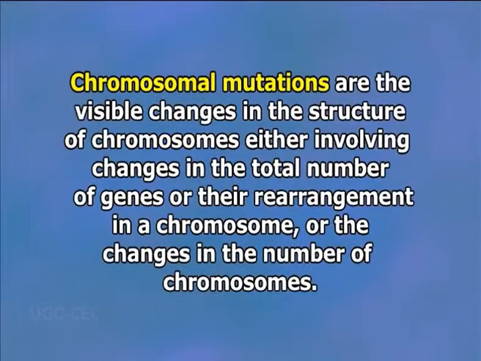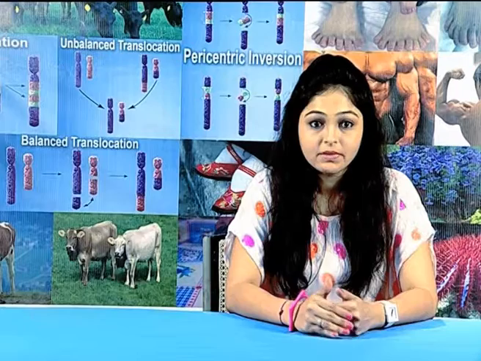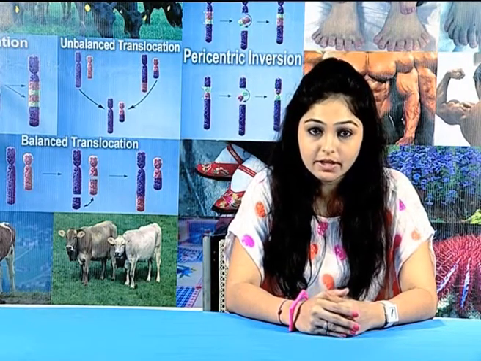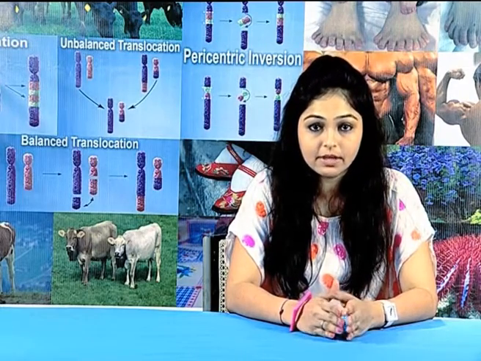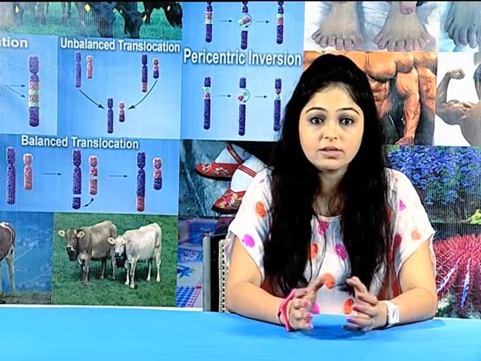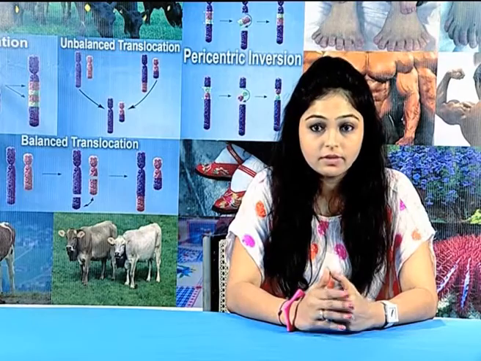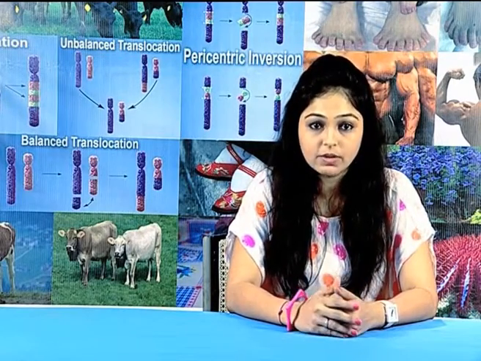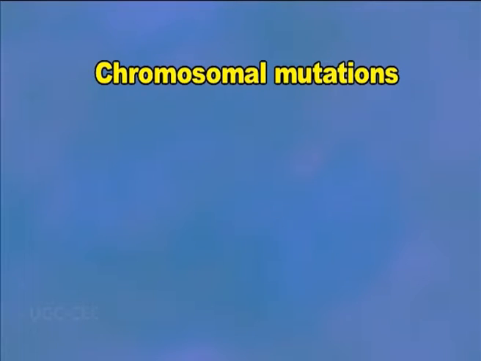Chromosomal mutations or chromosomal aberrations. Chromosomal mutations are the visible changes in the structure of chromosomes, either involving changes in the total number of genes or their rearrangement in a chromosome, or the changes in the number of chromosomes. The former is called chromosomal aberrations. The chromosomal aberrations are caused due to some irregularities during prophase, when homologous chromosomes in meiosis break and result in the rejoin and rearrangement. These are of 4 types.